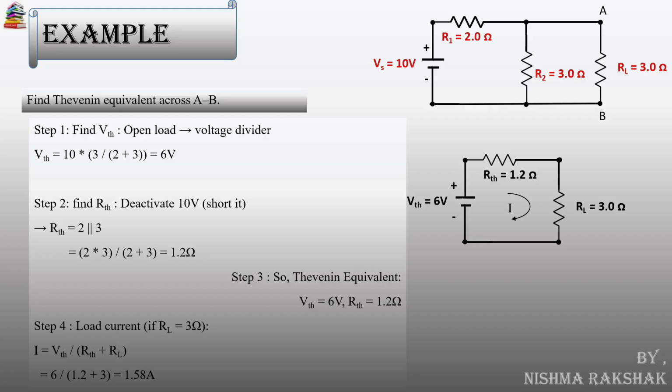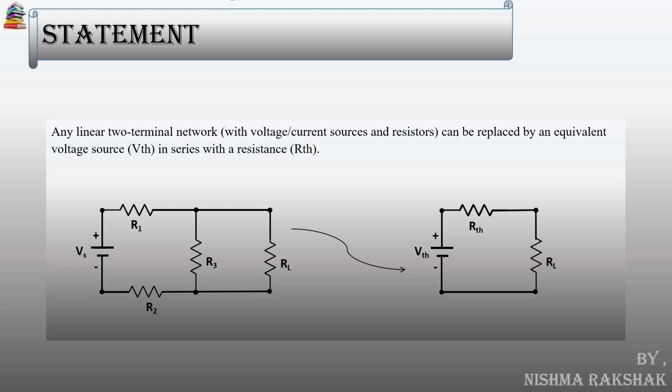As you can see, instead of solving the entire circuit each time, Thevenin's theorem helps us to replace it with a simple two-component equivalent circuit, making the analysis very fast and easy. So let's summarize what we learned today. Thevenin's theorem allows us to replace any linear network with a single voltage source VTH and single resistance RTH. It helps simplify circuit analysis, especially when the load keeps changing. We only need to recalculate the current using the same Thevenin's equivalent.